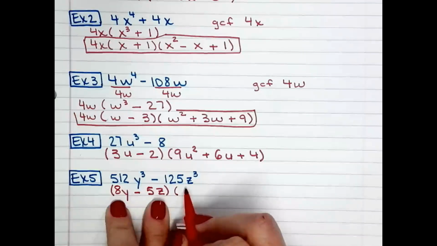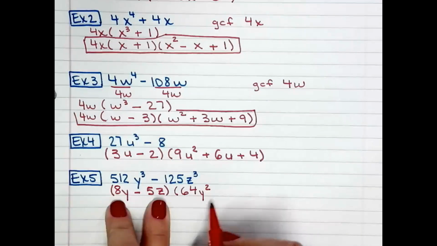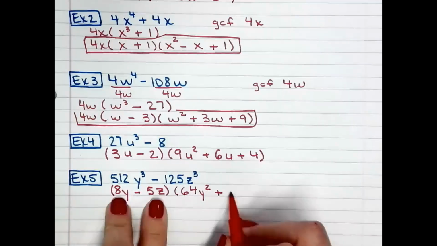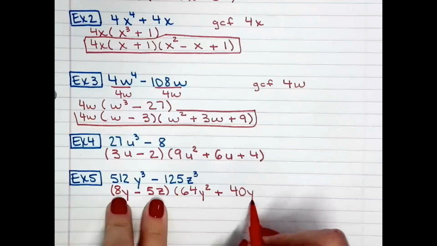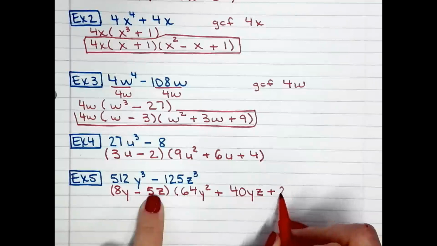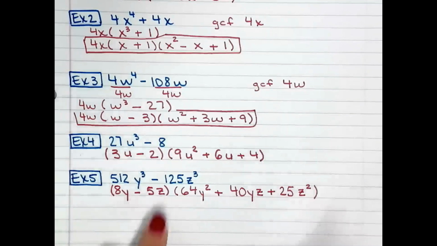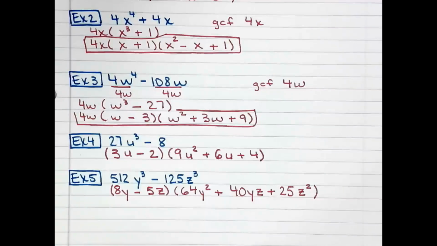So square it, 64y squared, plus multiply them, 40yz, plus square the last one, 25z squared. Okay, all this is just applying the formula from the top.